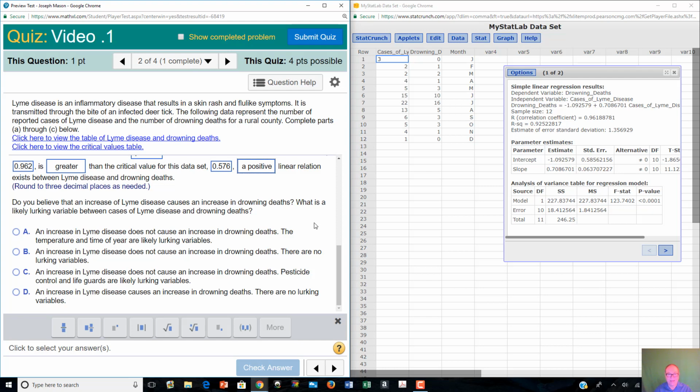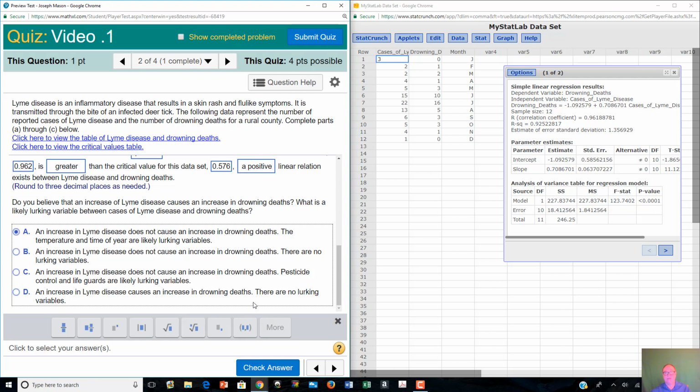So let's go back to A. Are temperature and time of year likely lurking variables? Well, yeah. If it's very cold outside and the time of year is January, if somebody falls in the water, they're more likely to drown than if they fall in the water in July or June. So I think temperature and time of year would be your likely lurking variables. So that would be A.